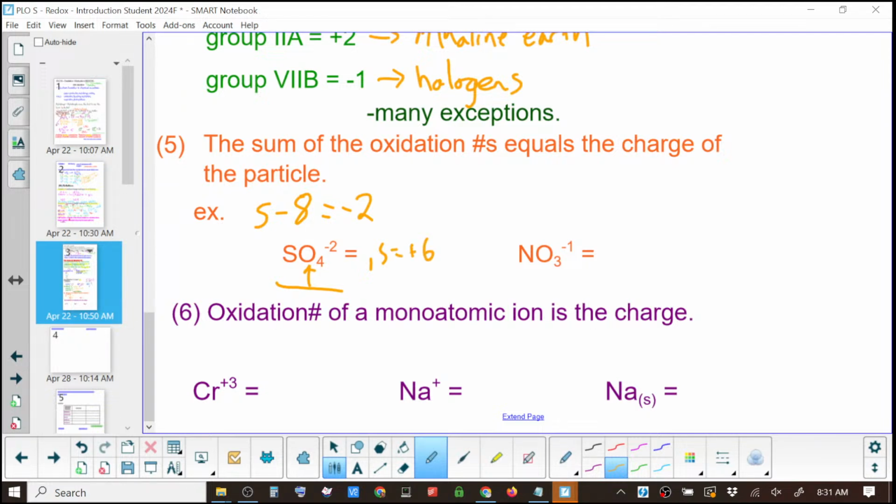Because only 6 minus 8 would give you minus 2. So we use this as the overall charge. Similarly, what would nitrogen be if it is O3 and minus 1? Using the same method I used over there.